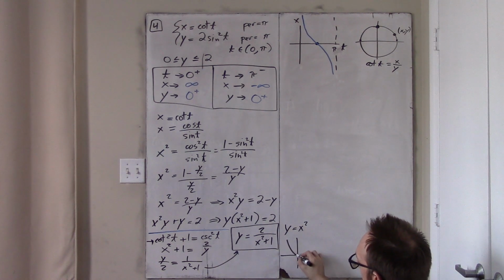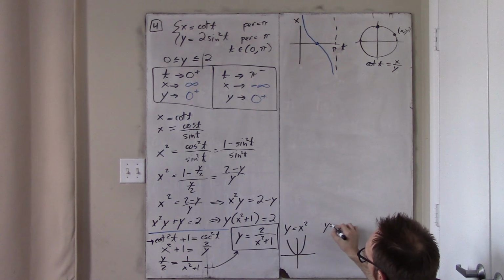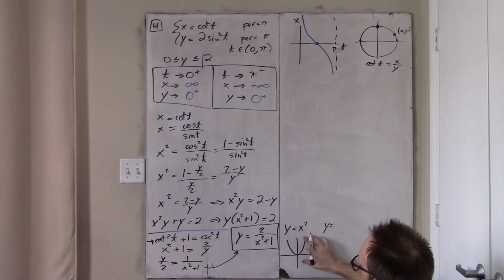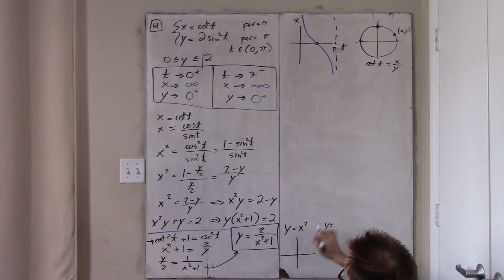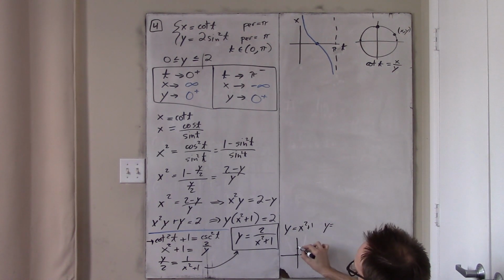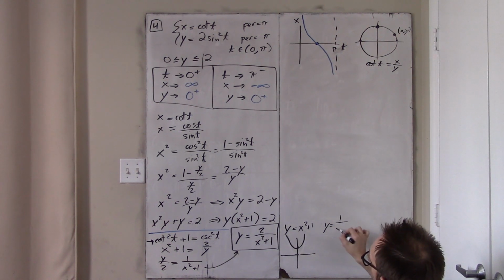We all know what that looks like. Well, maybe I want to go straight for x squared plus 1. I take it back. What does x squared plus 1 look like? Well, it looks like x squared but moved up 1. And now, what happens when you reciprocate that?